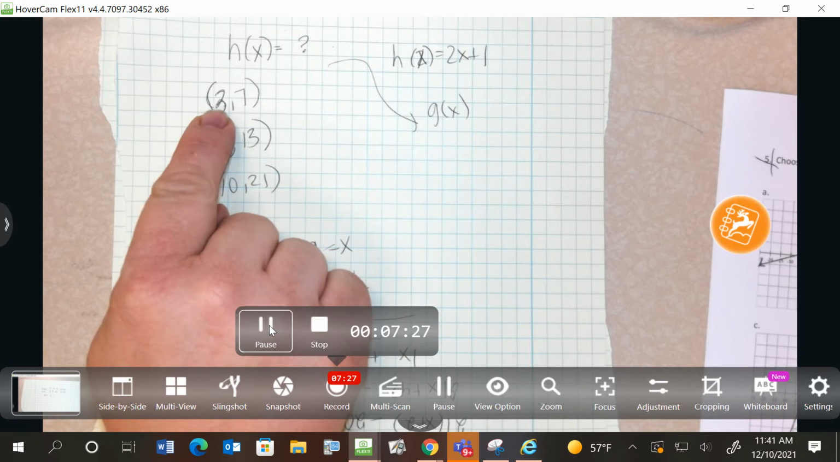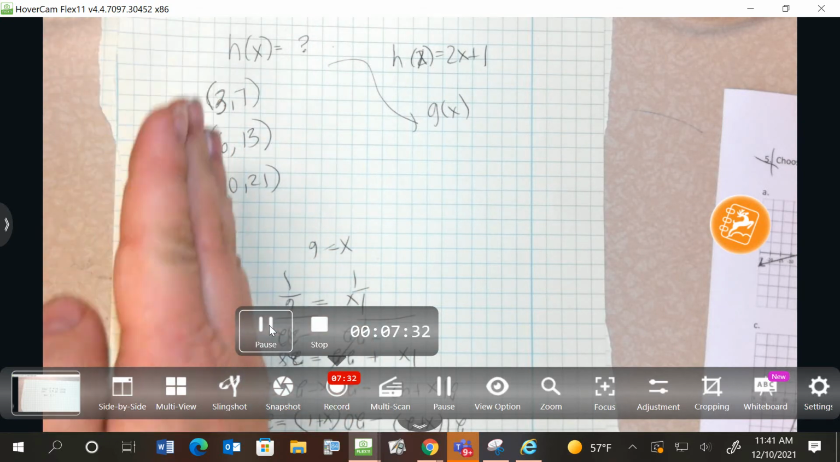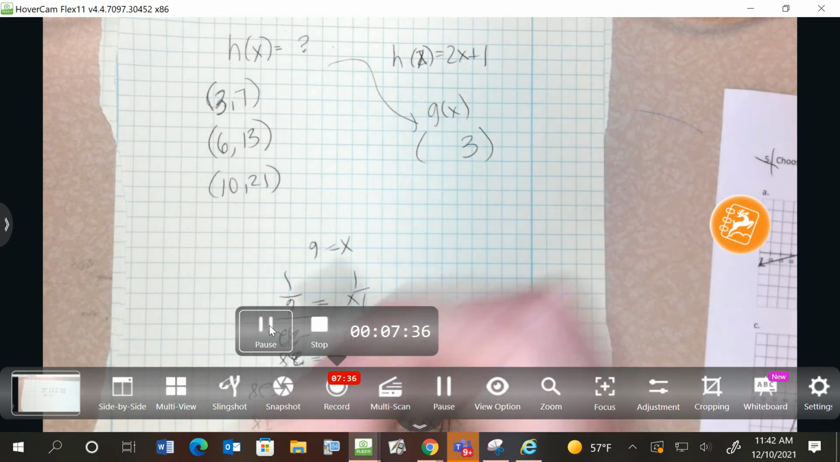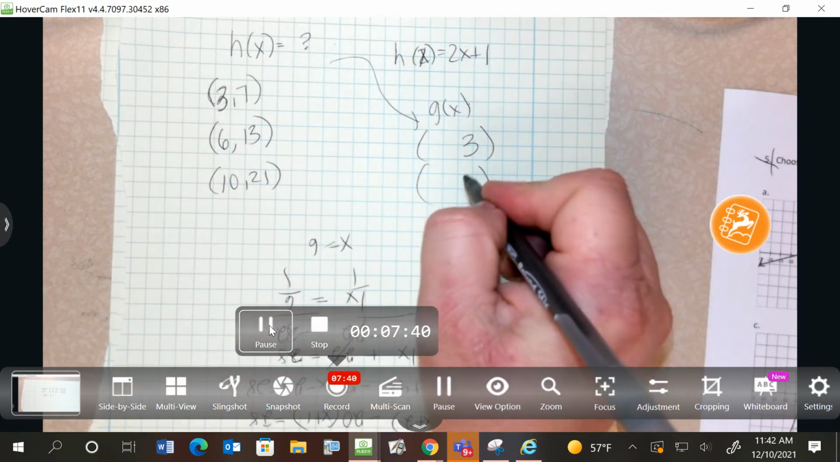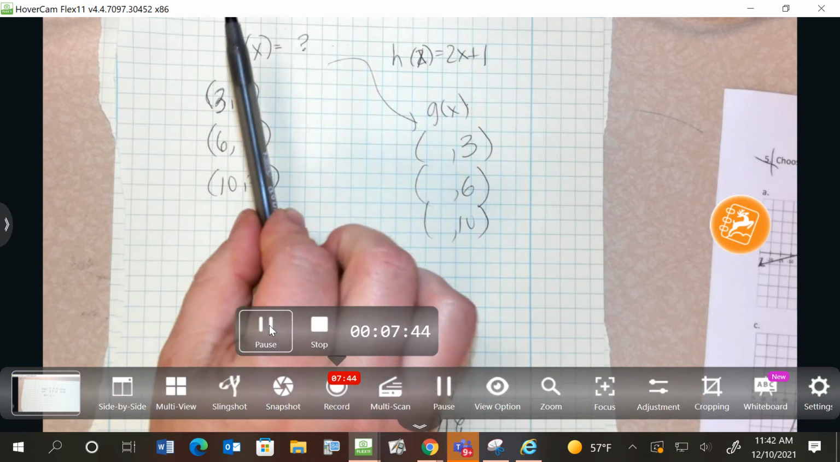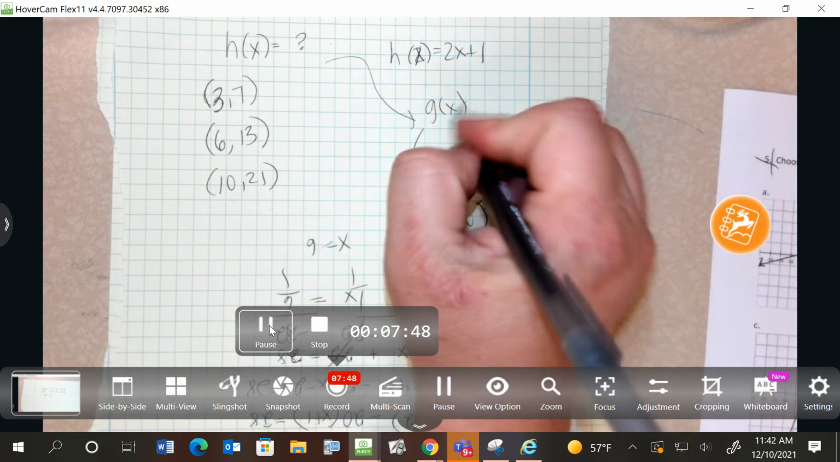Remember, the inputs are the x's, the domain. The x's of the original become the y's of the inverse. So 3, 6, 10. And the y's of the original become the x's of the inverse.